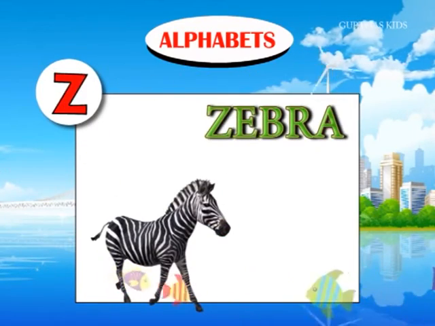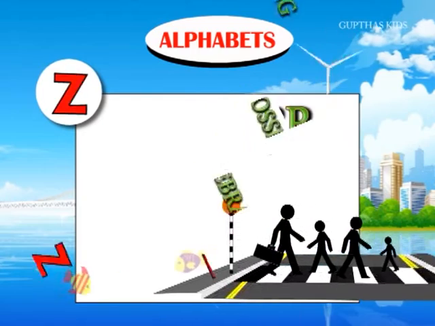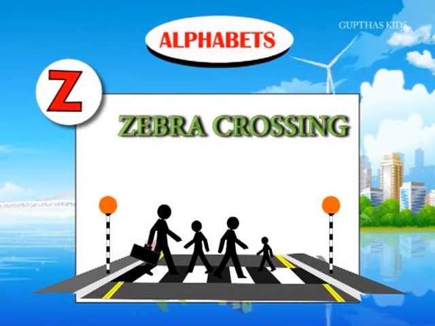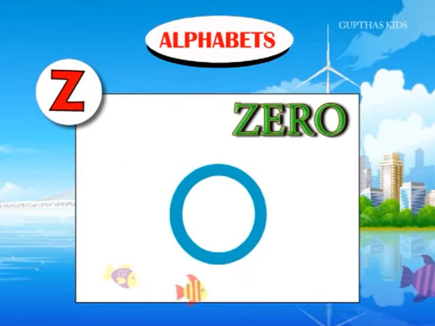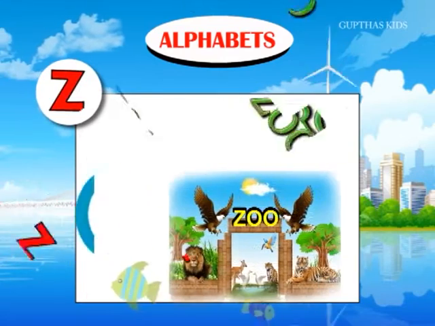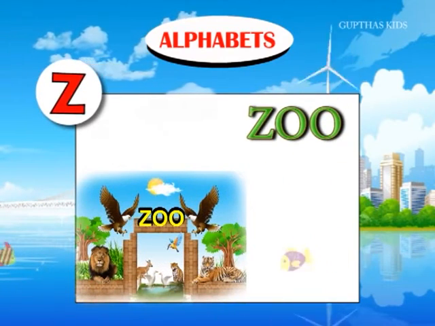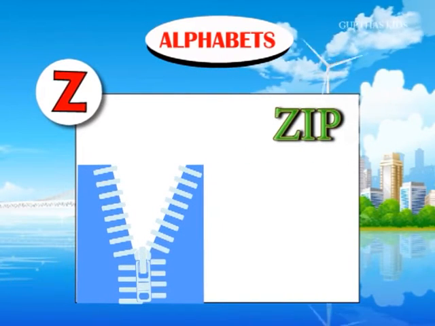Z for zebra. Z for zebra crossing. Z for zero. Z for zoo. Z for zip.